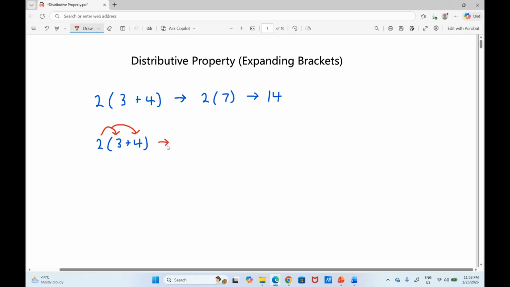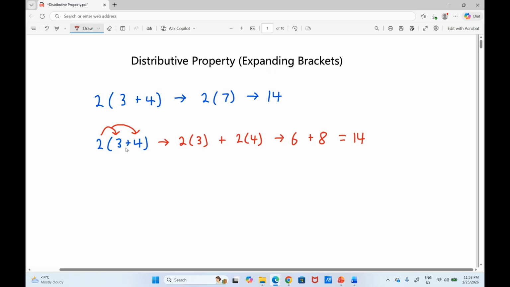And upon doing so, I'm going to get this. I'm going to get 2 times 3 now, plus 2 times 4. So let's compute this. 2 times 3 is going to be equal to 6. And 2 times 4 is going to be equal to 8. What is 6 plus 8? 14. So I ended up getting the same answer as when I simplified using BEDMAS first by adding the 3 and the 4.